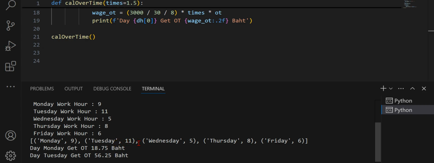So day Monday gets OT, or more than your salary. Oop, sorry about that, it's something like an alarm clock on my phone. Day Monday got OT 18.75 baht. Day Tuesday got OT 56 baht. I mean, that's not much, but it's a lot if someone doesn't have much. It's just, yay, 56. Because with 56 you can buy a lot of things.